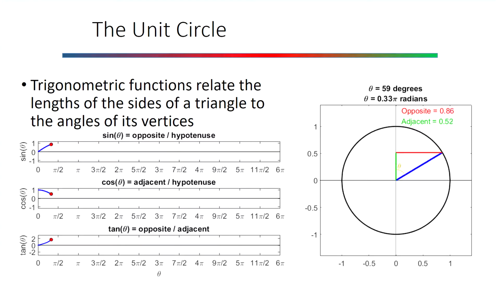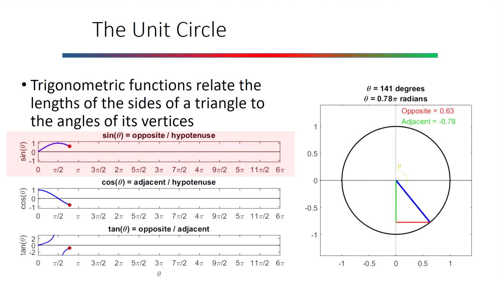Let's focus first on the sine function. The sine function is equal to the length of the red side divided by the blue side. Of course, the length of the blue side doesn't change as we travel along the unit circle, so really it's just equal to the length of the red side.